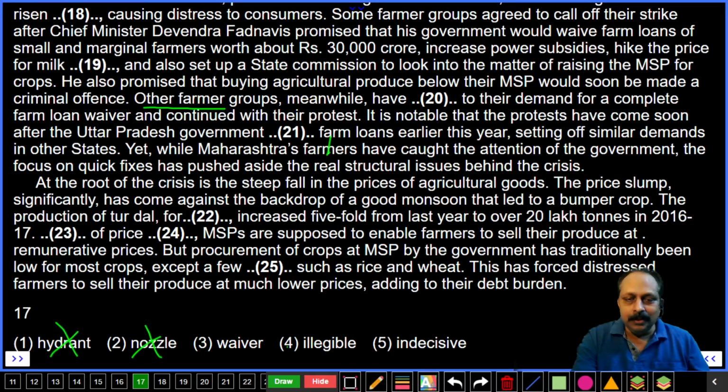Hydrant, nozzle, illegible. Hydrant goes with water, and nozzle also goes with the tap, the pipe. Illegible goes with writing: legible, illegible. Decisive, indecisive. To save time, I will tell the answer, because the word is loans. What is a collocation? What is a combination? Waiver of farm loans.